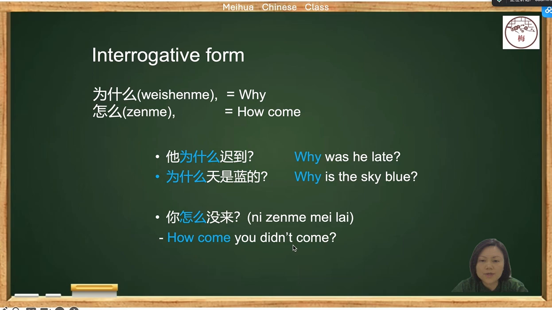Now, this is really interesting. When we use why to ask about the reason, the order is different from the declarative sentence. But when we use how come to ask about the reason, the order in the interrogative sentence is actually the same as in the declarative sentence. This is a little similar to the sentence order in Chinese. This is interesting.